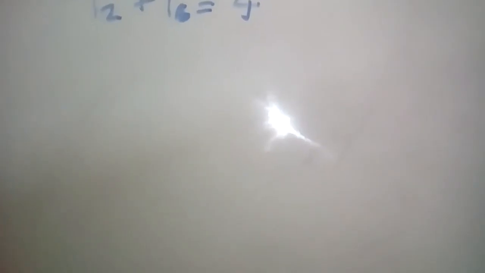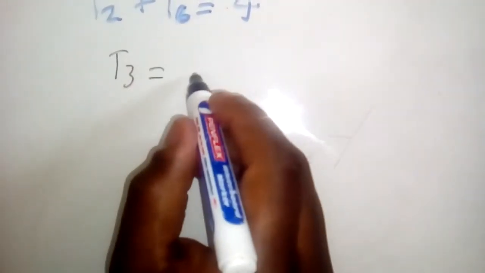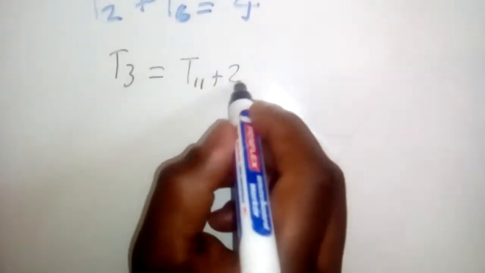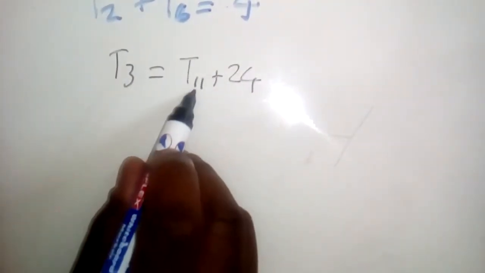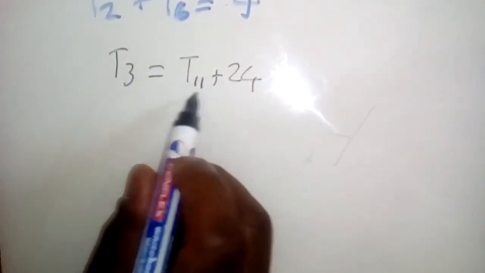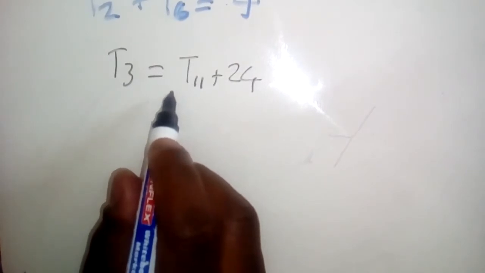Then they said the third term is 24 more than the 11th term. So it means the third term is equal to T11 plus 24. That's how you interpret the statement. And then they said determine the first three terms of the sequence.